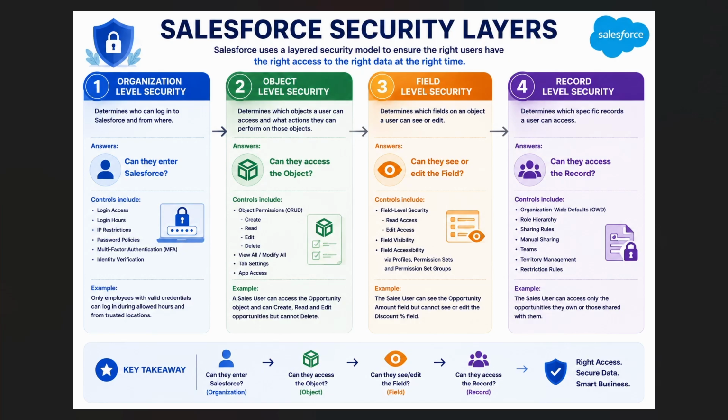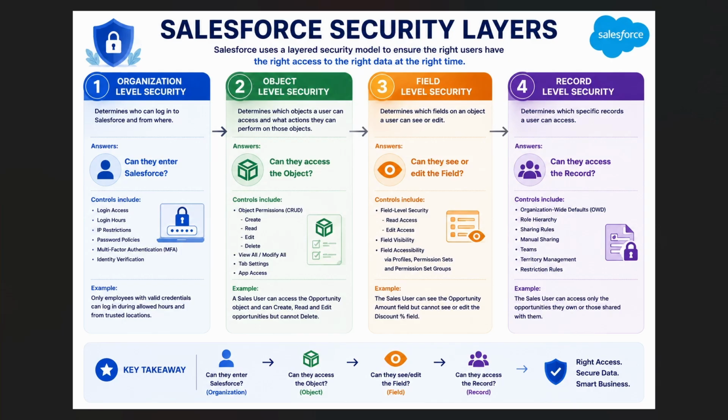So let's put all four layers together. Imagine Rahul wants to access an employee salary. The first thing we need to check: can Rahul enter the Salesforce org? That is organization level security. After we confirm that Rahul can enter the Salesforce org, we need to see: can Rahul access the custom Employee object? That is object level security. After confirming that, we check: can Rahul see the salary field in the custom object Employee? That is field level security. If Rahul can access the salary field, he will be able to see the salary. But suppose Rahul does not have access to the salary field. Then the result is that salary is not available to Rahul.